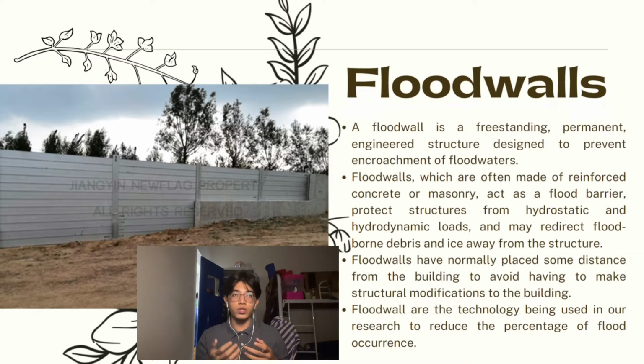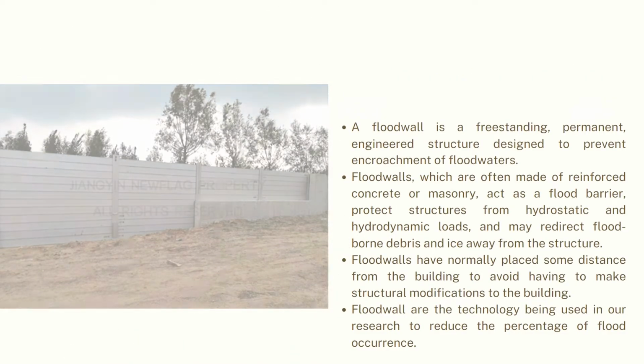Flood walls, which are often made of reinforced concrete or masonry, act as a flood barrier, protect structures from hydrostatic and hydrodynamic loads, and may redirect flood-borne debris and ice away from the structure. Flood walls are normally placed some distance from the building to avoid having to make structural modification to the building. Flood walls are the technology being used in our research to reduce the percentage of flood occurrence.